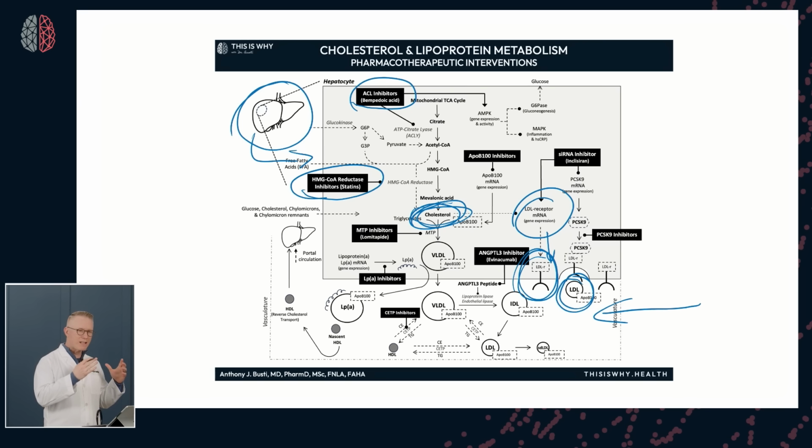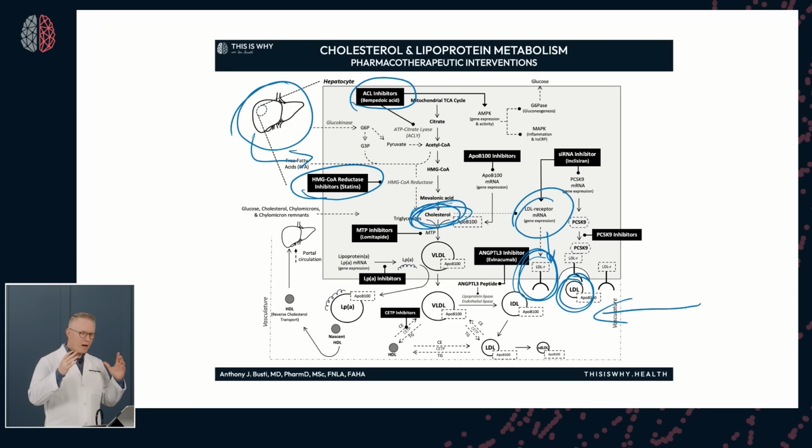So drugs like cholesterol absorption inhibitors, while they are primarily working in the intestine, will reduce the amount of cholesterol being delivered back to the liver through the portal circulation. That reduces the intrahepatic concentrations of cholesterol. That causes an upregulation of LDL receptors that will pull LDL out of circulation, even in the context of someone taking a statin or an ACL inhibitor, okay, like bempedoic acid.